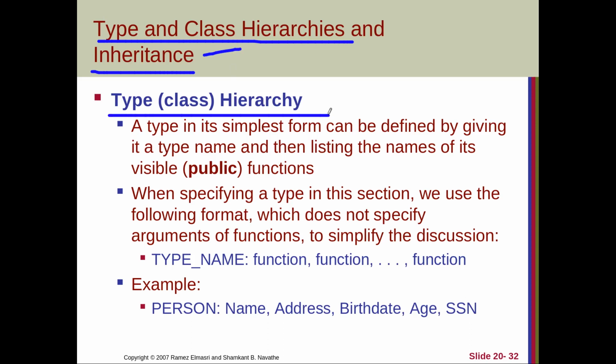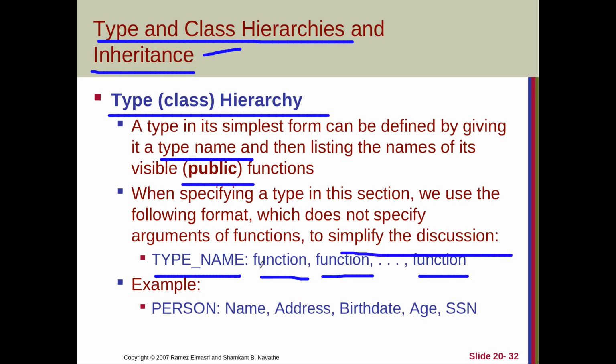So we will see what a type or class hierarchy is. Type and class hierarchy are considered the same. A type in its simplest form can be defined by giving a type name, which we have already seen, and then listing the names of its visible functions. So for simplicity, we are going to give an example where we provide the name of a type or class, then the list of functions that are visible. For example, you can see type name colon, a function separately, up to a number of functions. This is not the actual format, this is only for discussion. We are using this syntax in order to discuss type or class hierarchy.